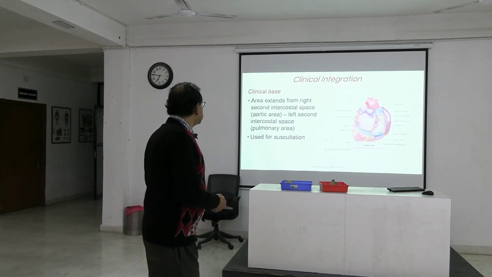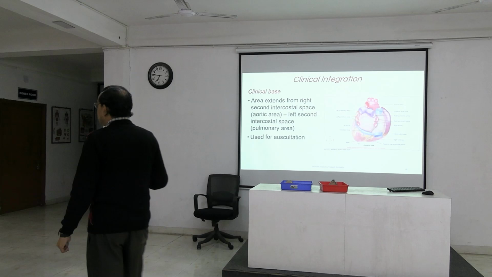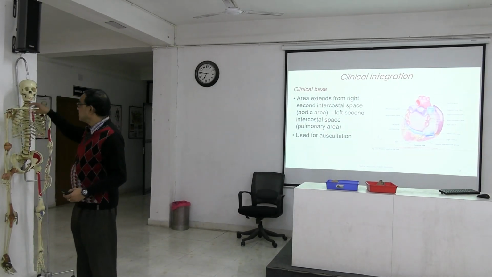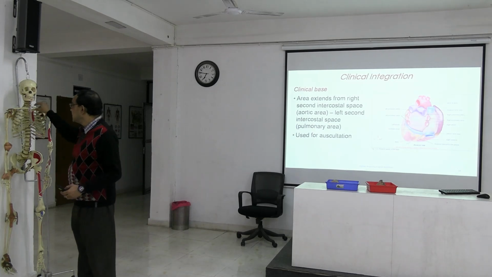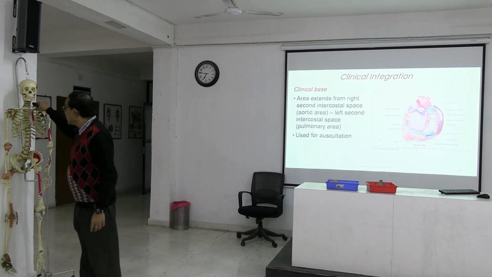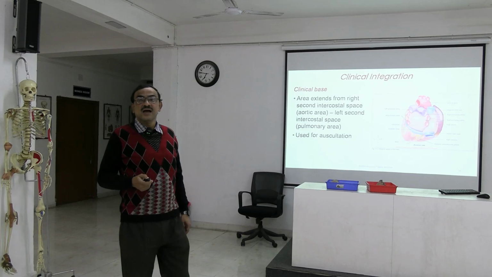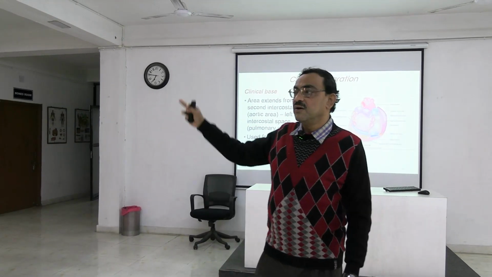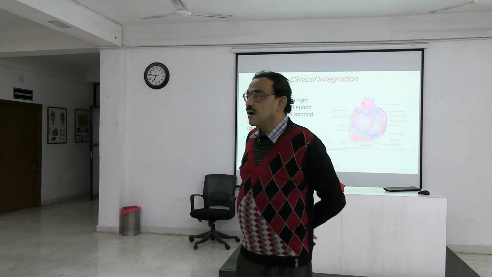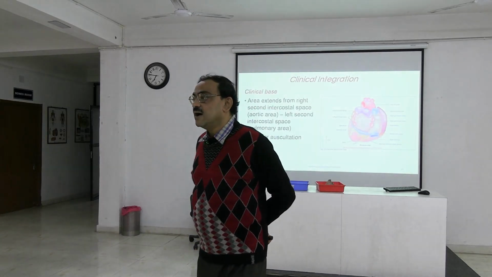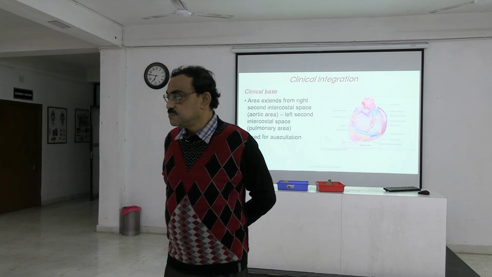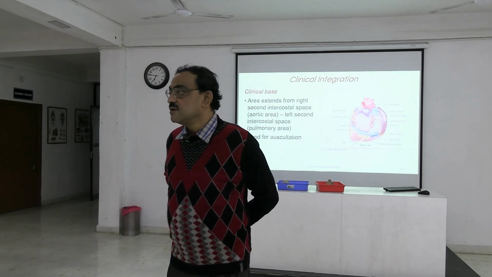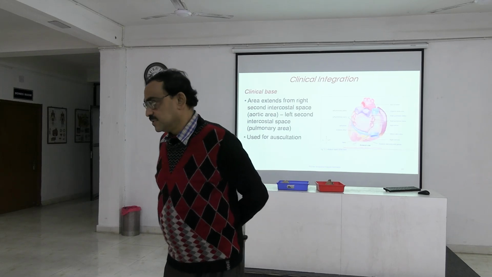And for the clinical base, we also have some idea, that is the right and left intercostal space, where we put our stethoscope for the aortic and pulmonary components of the second heart sound. Because in the second heart sound, the aortic component is heard nicely on the right second intercostal space, and on the left intercostal space, that is the pulmonary area, we can hear the pulmonary component of the second heart sound.